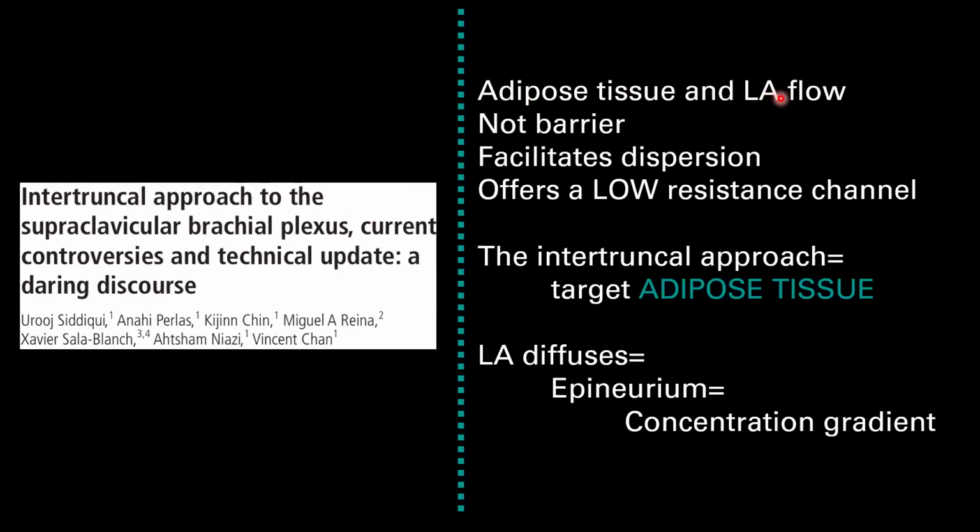Adipose tissue does not have a barrier to local anesthetic flow. It facilitates dispersion. It offers a low resistance channel or pathway. So in the intertruncal approach, you need to target the adipose tissue between the two areas, as I mentioned earlier. From then onwards, the local anesthetic diffuses through the epineurium along a concentration gradient and would lead to an adequate block.